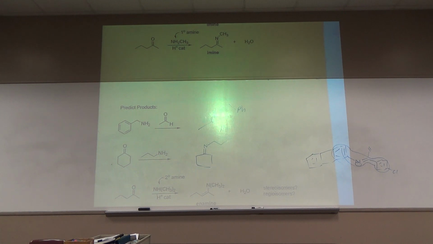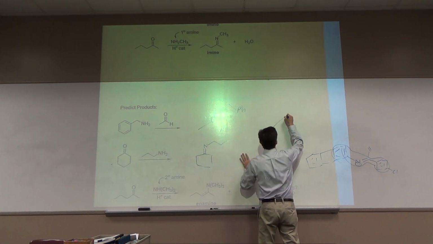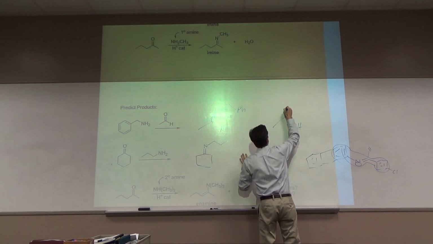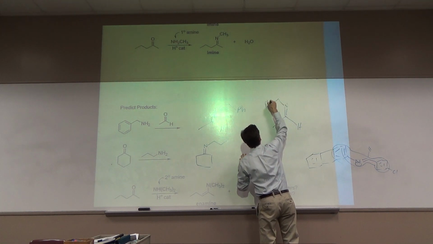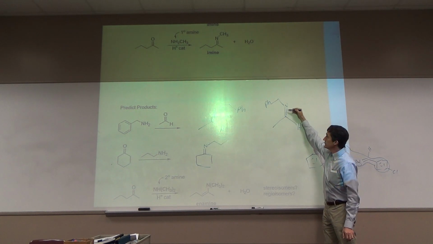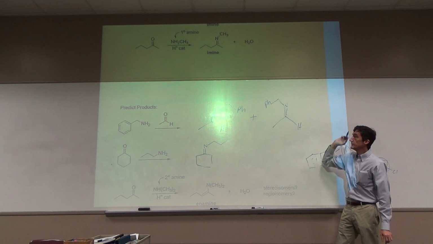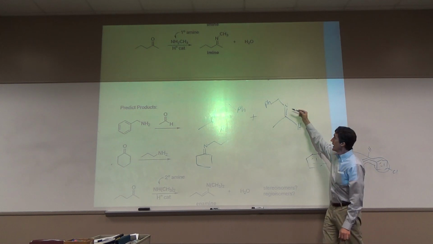boom. By the way, one of those imines has a stereoisomer possible. Which one has a stereoisomer possible? Yes, this one actually has a stereoisomer possible because we could have the benzyl group over here. This is like an alkene. It's a double bond. It doesn't have free rotation. E and Z. You can do E and Z just like this.